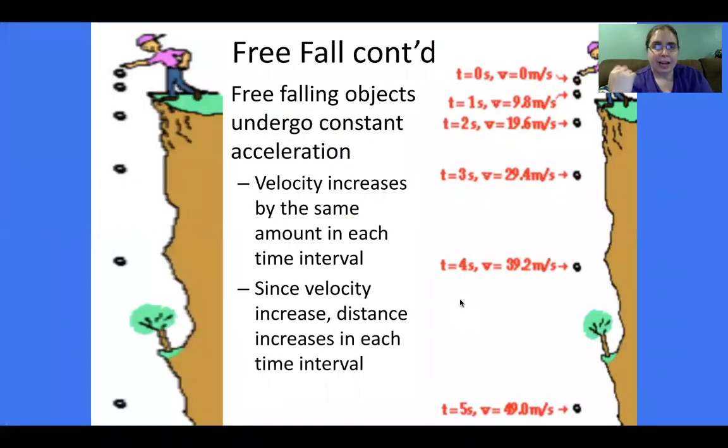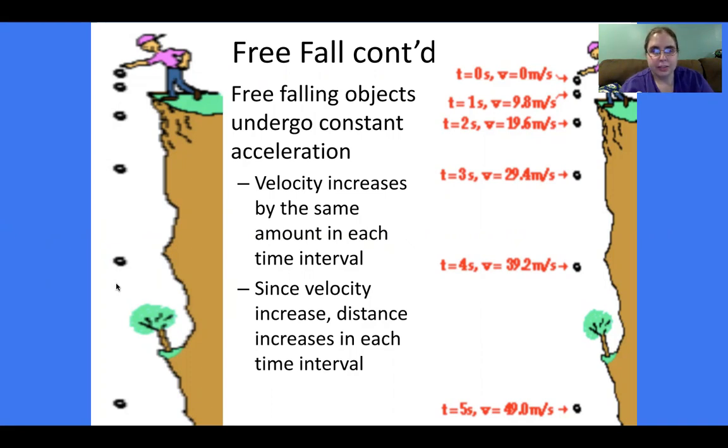So free-falling objects undergo constant acceleration. As we see in the picture here, this guy is letting go of the ball. Once his hand has let the ball go, the only force acting on that ball is gravity. So gravity is going to be pulling it in which direction? Downward. So it's going to undergo the constant acceleration of gravity in a downward direction.